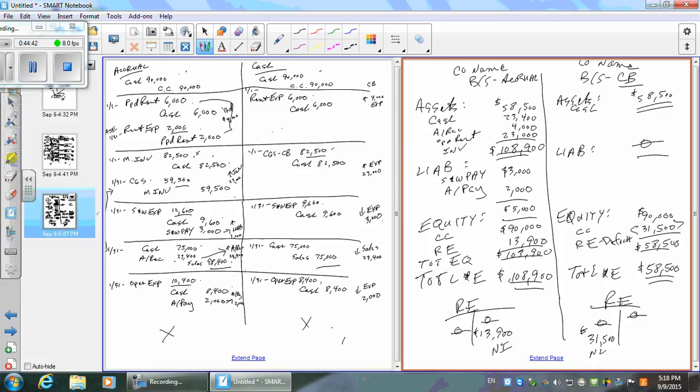Is cash basis easier to account for? Sure. Debit cash, credit cash, and the other side is revenue or expense, right?